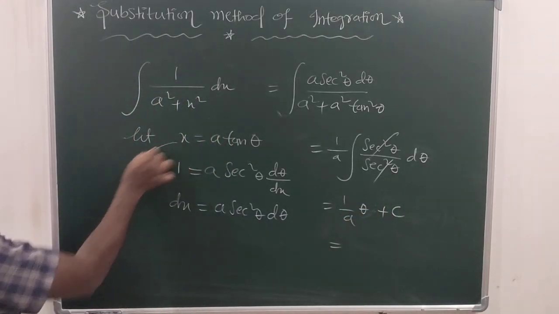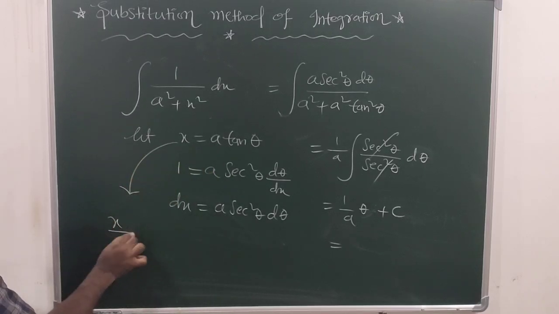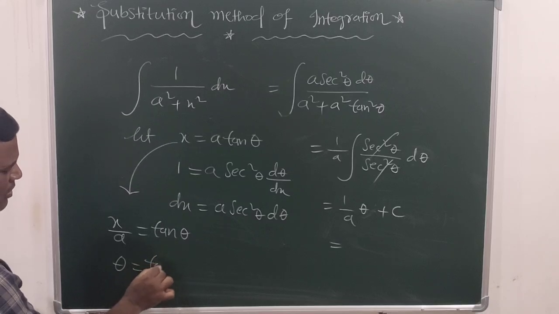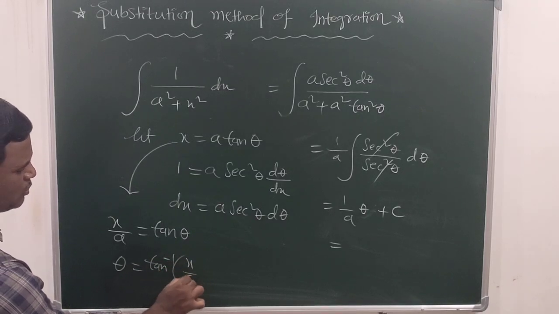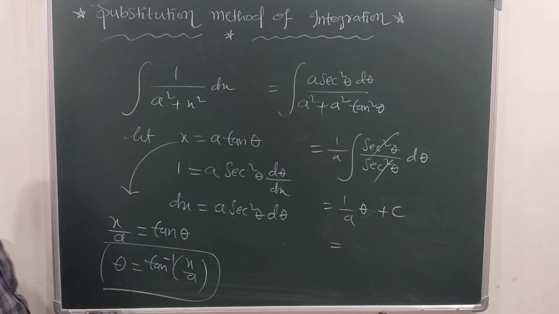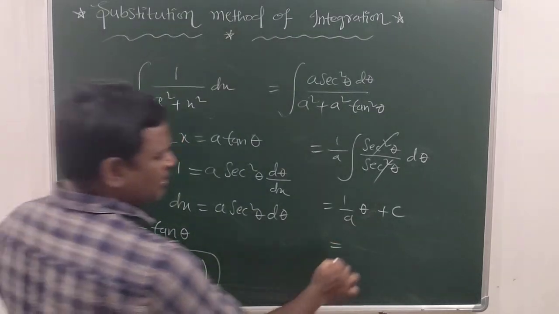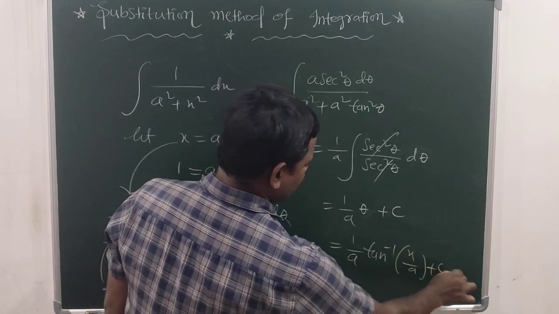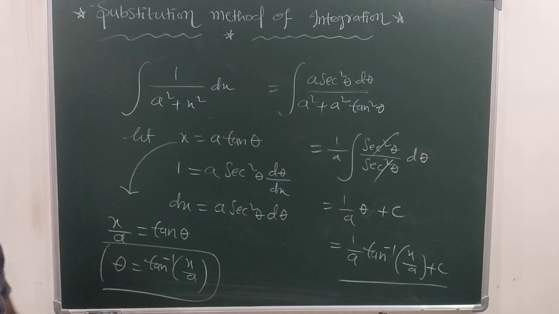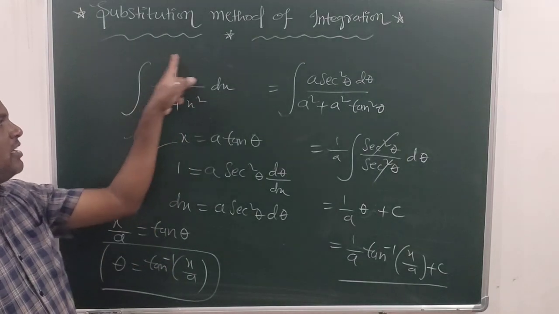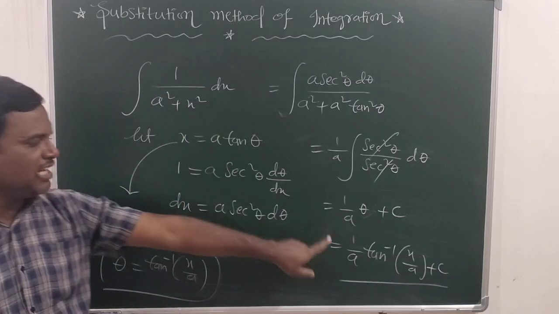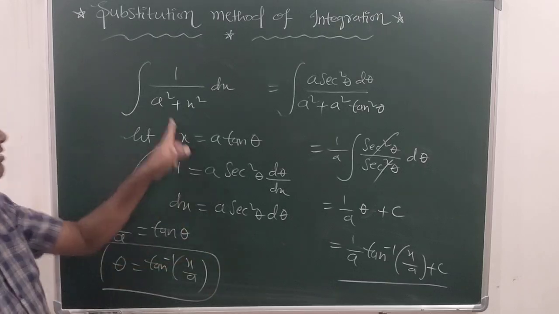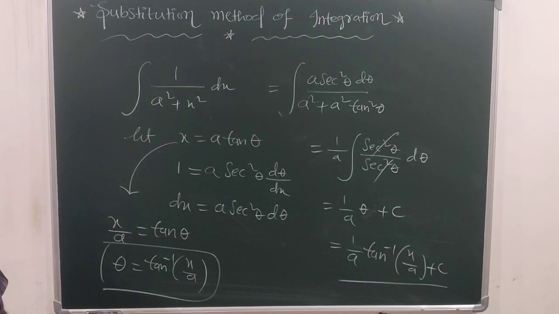Now, what is theta? See here, transfer this a to the left side: x by a is equal to tan theta. Then theta will become tan inverse of x by a. Okay students, now come here: in the place of theta, what do you have to write? 1 by a tan inverse of x by a plus c. So remember, like a standard result, whenever the integrand is given like this, its integral is 1 by a tan inverse of x by a plus c, where a is any real number.